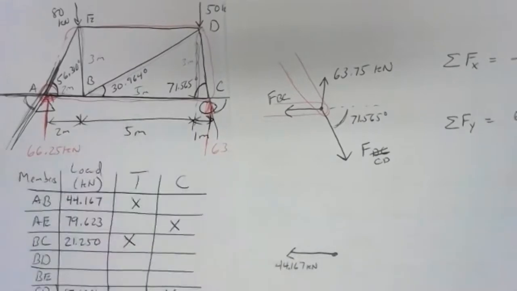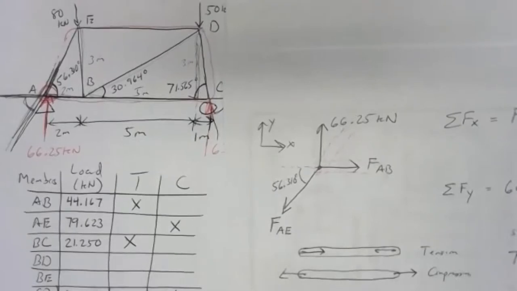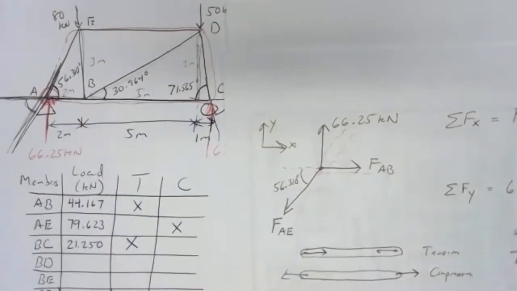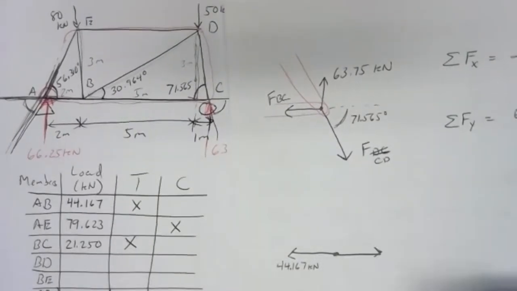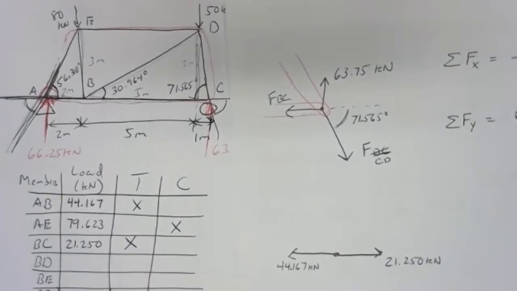Now, member BC, it might be safe to assume it's the opposite direction because it only makes sense that way, but you should come from a point of view of understanding it from this tension. So we know member BC is also in tension, so it's going to pull joints B and C together, which means joint B is pulled to the right. So joint B is pulled to the right by member BC. That's 21.250. Now we've got our unknowns. Now we've got member BD and we've got member BE.